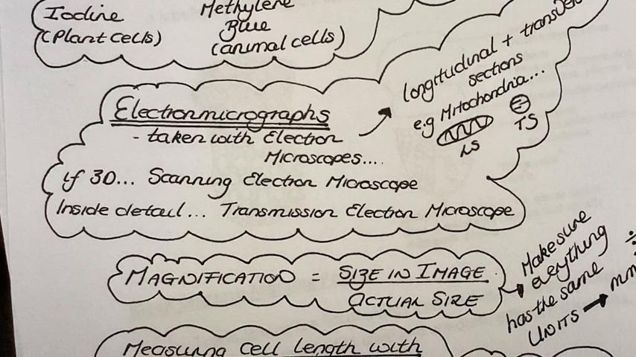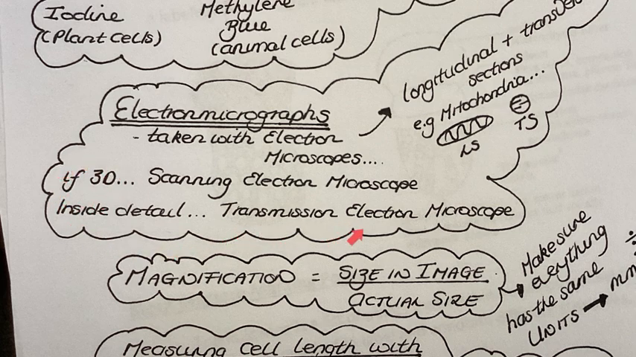Hello, in this short video I'm going to talk to you about electron micrographs. They are pictures that are taken with electron microscopes. There are two types of electron microscopes. You have the scanning electron microscopes. Now they bounce electrons over the surface of cells and organelles, and they give a 3D picture of the outside of a cell or the outside of an organelle.